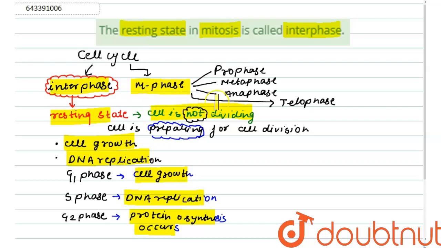So we know about the M phase, it is divided into four phases: prophase, metaphase, anaphase, and telophase. This is actually the cell dividing phase. The interphase is not the cell dividing phase, it is the resting phase. I hope this question is clear.